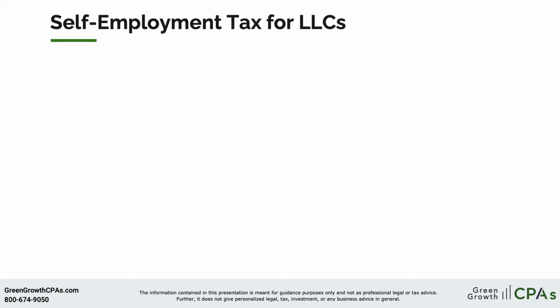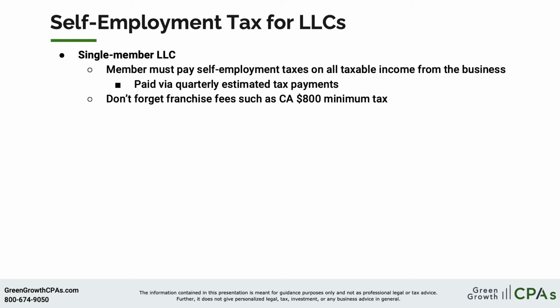The main difference comes down to self-employment tax. Now, with a single member LLC, the LLC member must also pay self-employment taxes, Social Security, and Medicare on all taxable income from the business. Income taxes like this are usually paid via quarterly estimated tax payments, and don't forget that other fees, such as franchise fees that LLCs must pay, could be due as well. For example, in California, there is an $800 minimum fee to have an LLC in the state of California, no matter how much money you make.